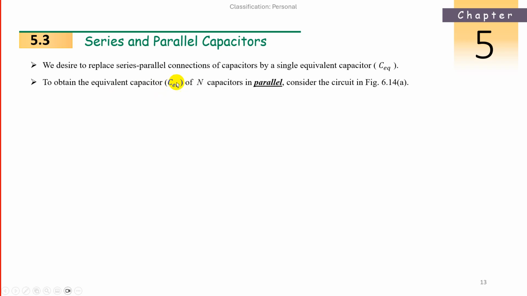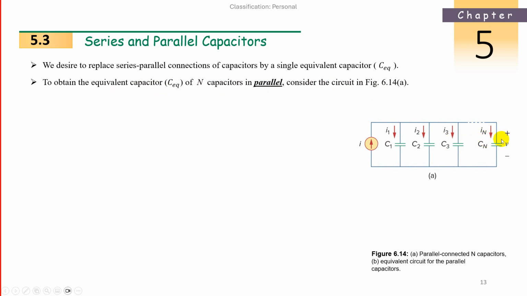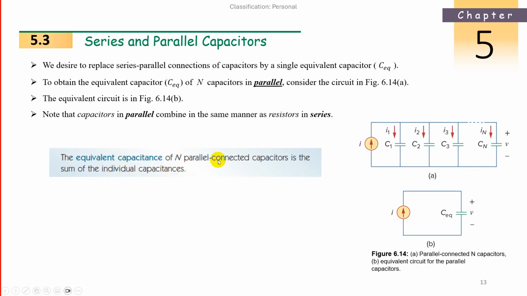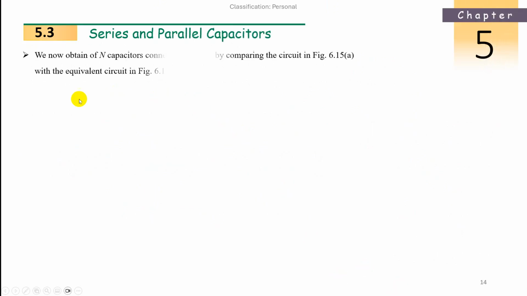To obtain the equivalent capacitance C equivalent of n capacitors in parallel, consider this circuit. 1, 2, 3, and up to n capacitors are there in parallel. Then it is nothing but the summation of all, C1 plus C2 plus C3 up to n. The equivalent capacitance of n parallel connected capacitors is the sum of the individual capacitances. So C equivalent is equal to C1 plus C2 plus C3 up to Cn. This is one form, quite opposite to the resistance. Now same, we now obtain n capacitors connected in series.